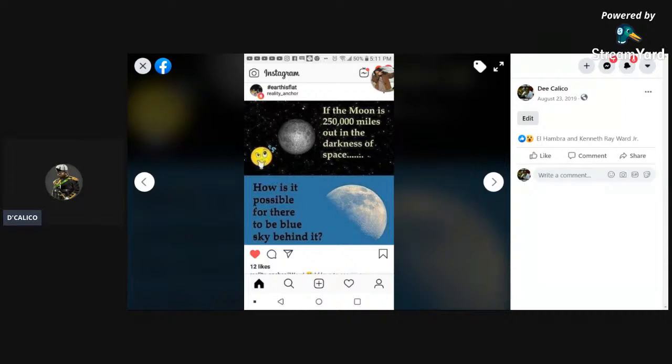If the moon is 250,000 miles out in the darkness of space, how is it possible for there to be blue sky behind it during the day? Is there waters above?